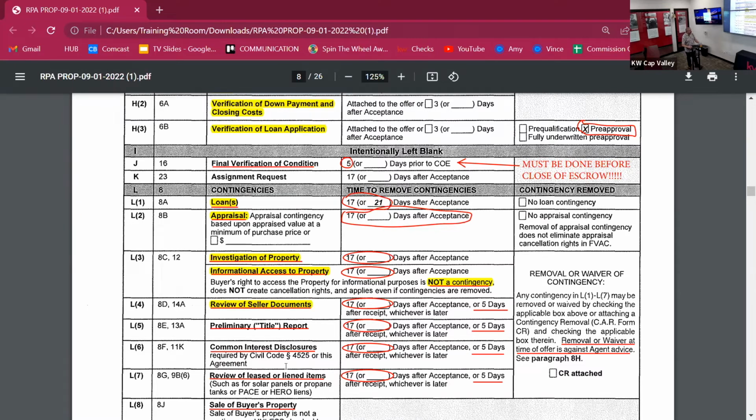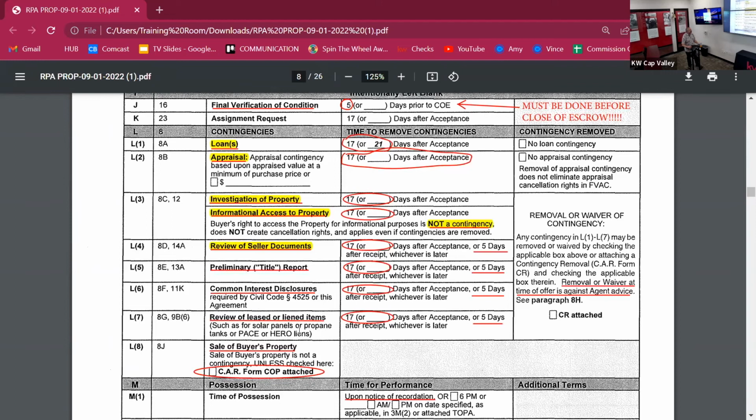Common interest disclosures. This is like HOA documents and CC&Rs and things like that. Review of lease or lien items. Let's just say there's a solar system on the house. You need to figure out the details. The documents you're getting may help with that. You should also get some contact numbers so you can make some inquiries. But you need to figure out if the solar system is leased or owned.